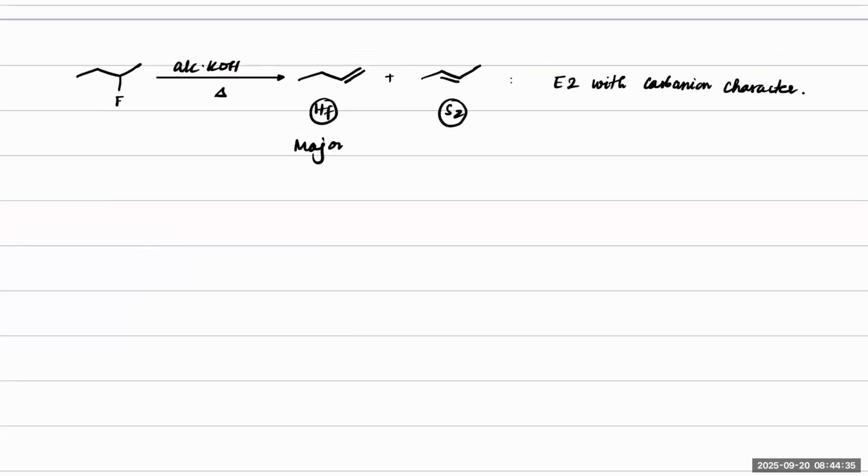Why is this becoming major? Because F is a poor leaving group. Other such groups which give the same reaction, apart from fluorine, are NR3 plus, PR3 plus, SR2 plus, and so on. These are all the forms which you will get. Clear?